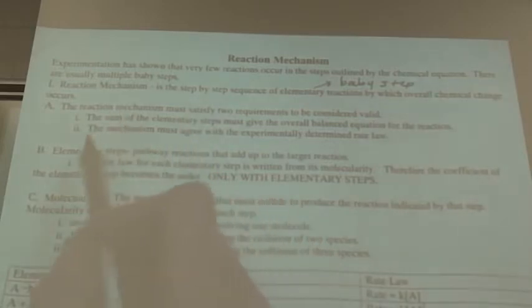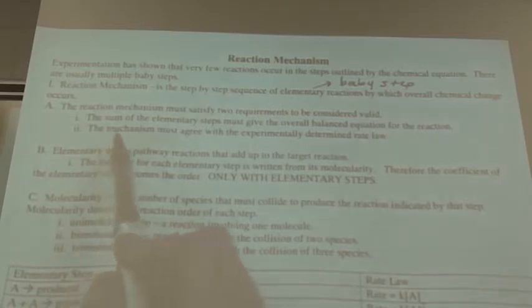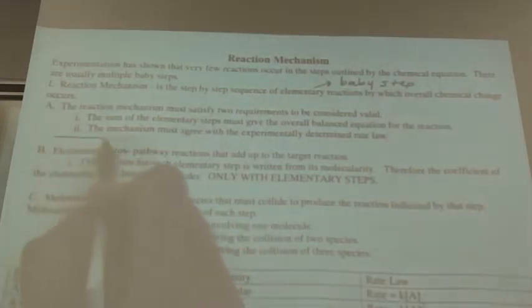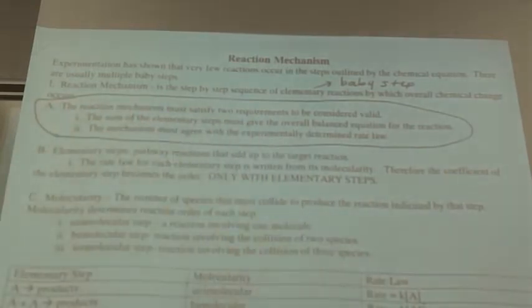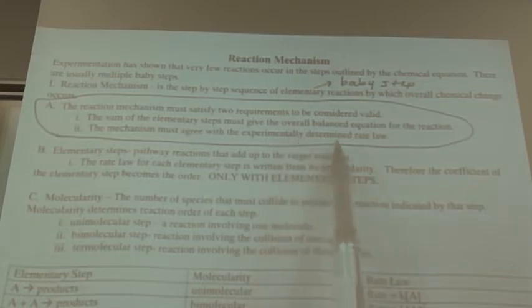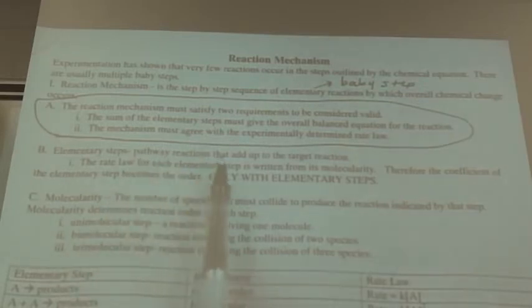That makes sense. And the rate law of the mechanism must agree with the rate law that's been experimentally determined. So is it just Hess's law? No, hang on. You have to make sure that all your steps add up to the balanced equation, and you have to make sure that the rate law that they found in the lab agrees with the mechanism rate law. Okay, one more time. An elementary step is one of the pathway reactions that add up to the target reaction.